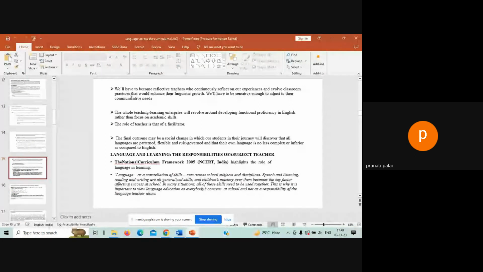So, language and learning, the responsibility of a subject teacher. What is the responsibility of a subject teacher? The National Curriculum Framework 2005 highlights the role of language in learning. So what does NCF 2005 say about language?